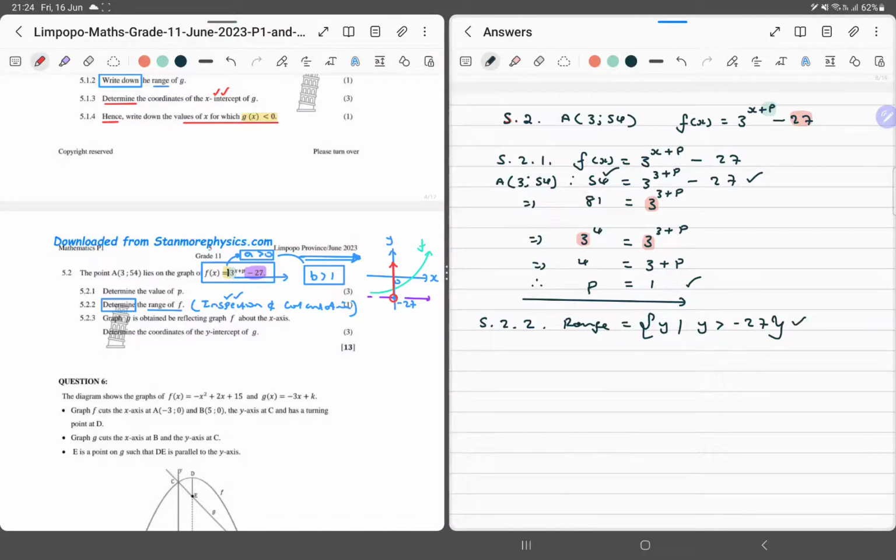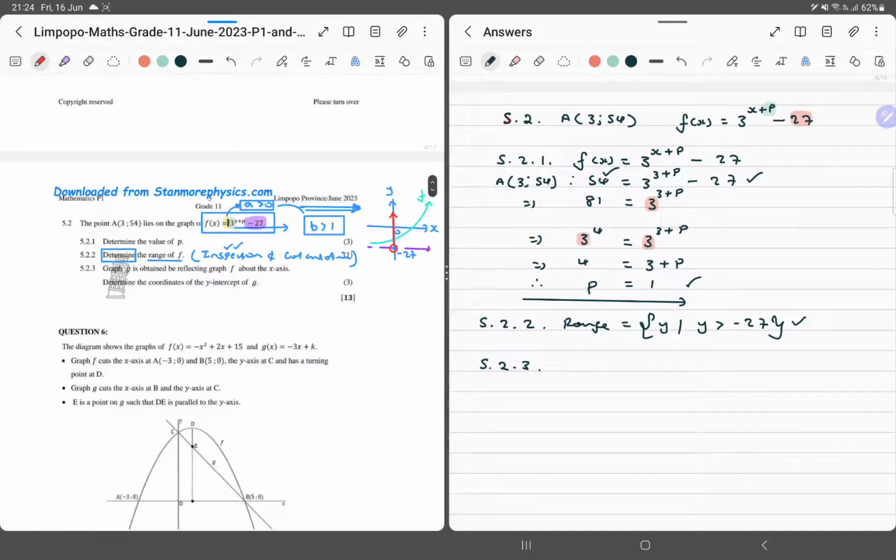Anyway, that is an answer right there. So, 5.2.3. Okay, let's finish up this question before it takes too much time.